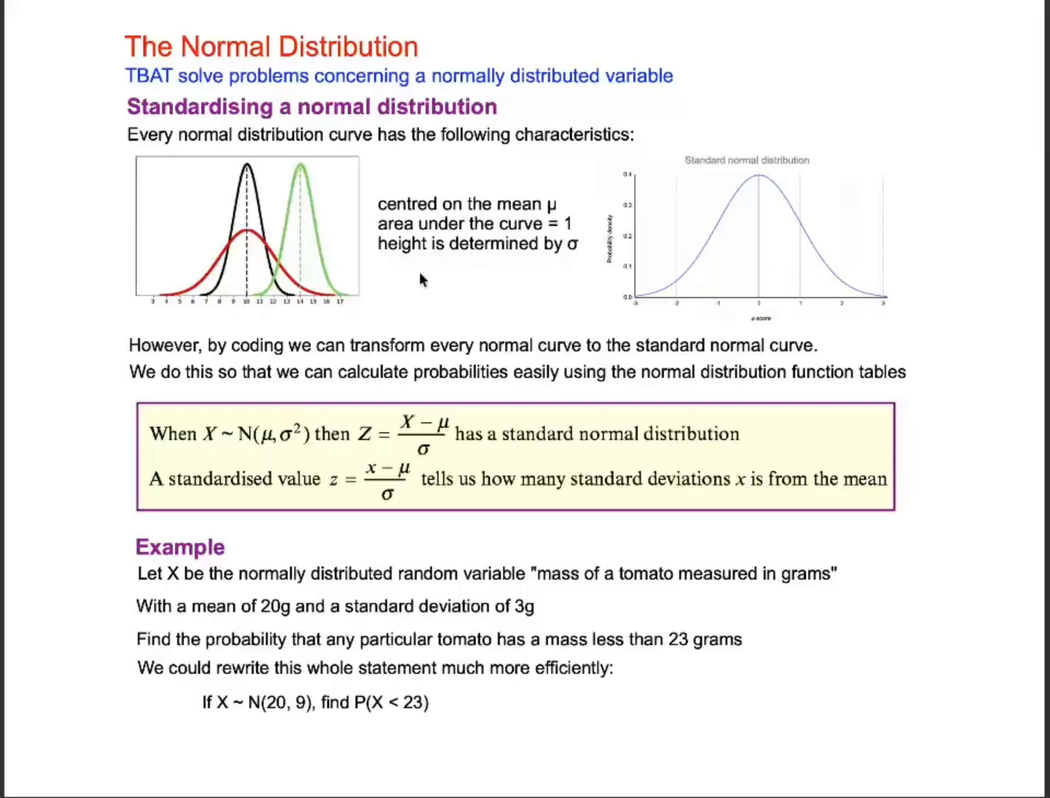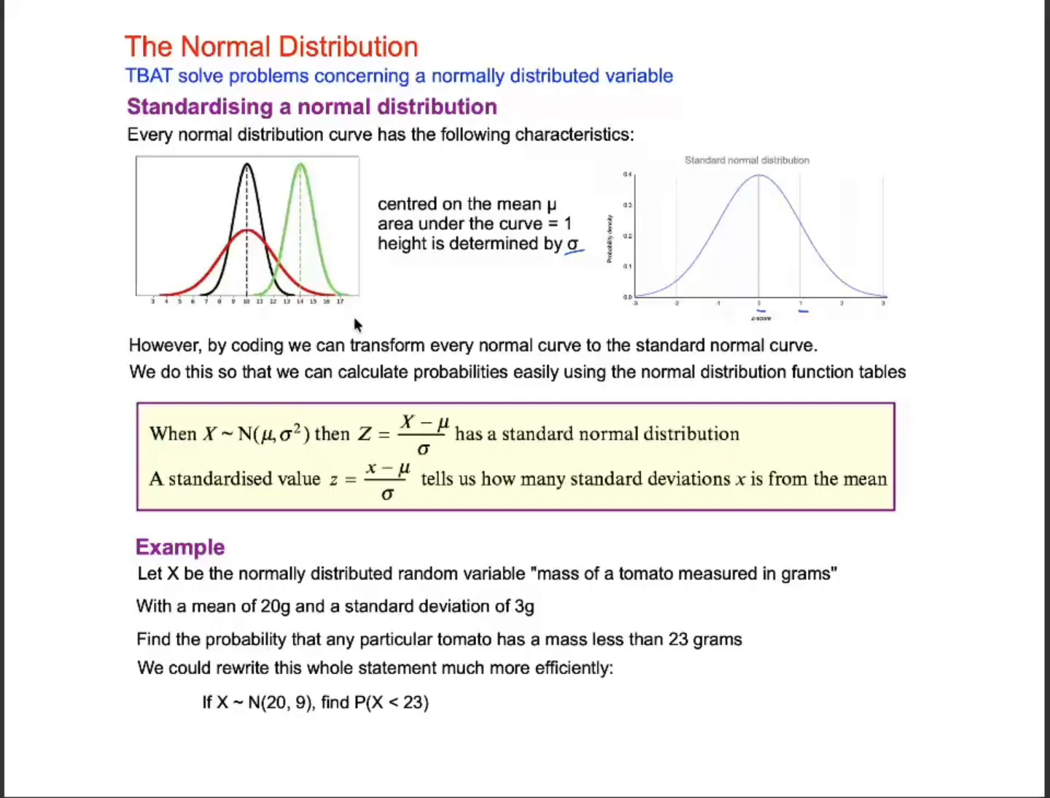But we can code this data so that we make every curve into a standard normal curve. What exactly is a standard normal curve? It's a curve where the mean is exactly 0 and the standard deviation is exactly 1. And it gives us an easier and more predictable way of finding those probabilities under the graph.